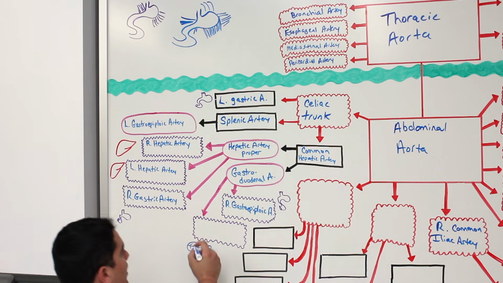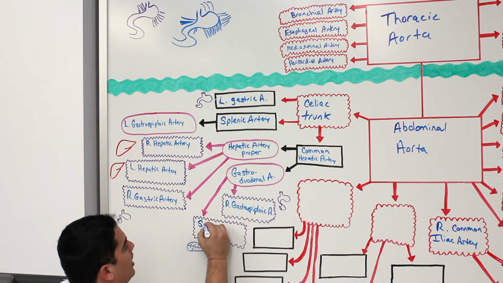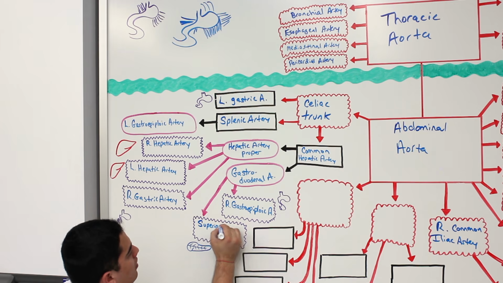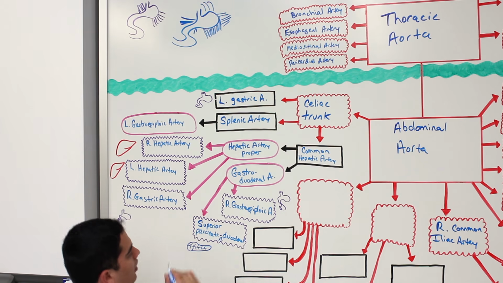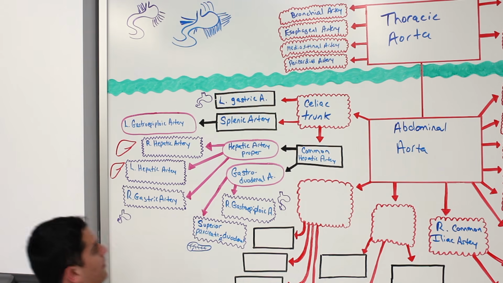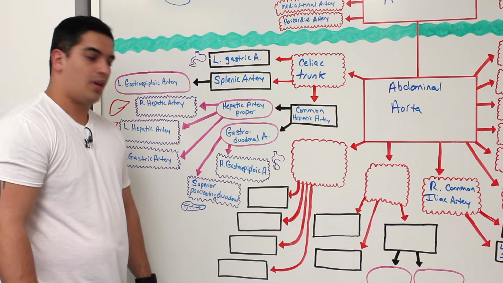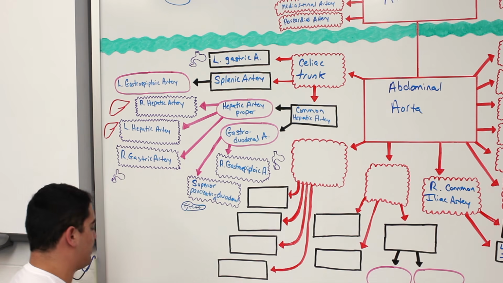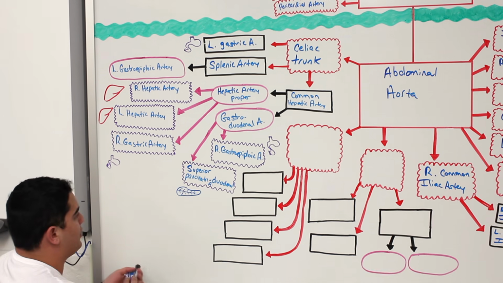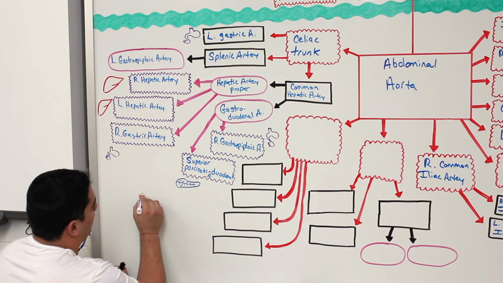Okay, so this one right here is called the superior pancreatic duodenal artery. Okay, that's a big old beast. So the superior pancreatic duodenal artery. Okay, so now the superior pancreatic duodenal artery. So let's say here just for a second, so that we understand orientation. Let's say here's the stomach.